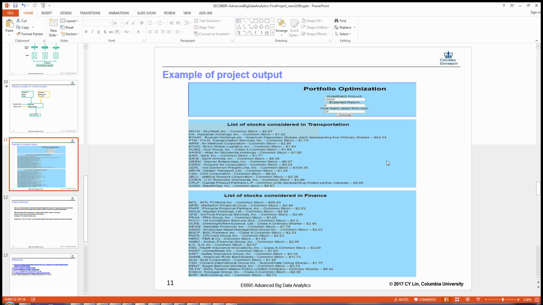Here is an example of my project output. The user provided the investment amount of $10,000, an expected return of 5%, and 25 years. And I captured part of my system's output, and this is the suggestion it's coming up with in the category of transportation and finance.